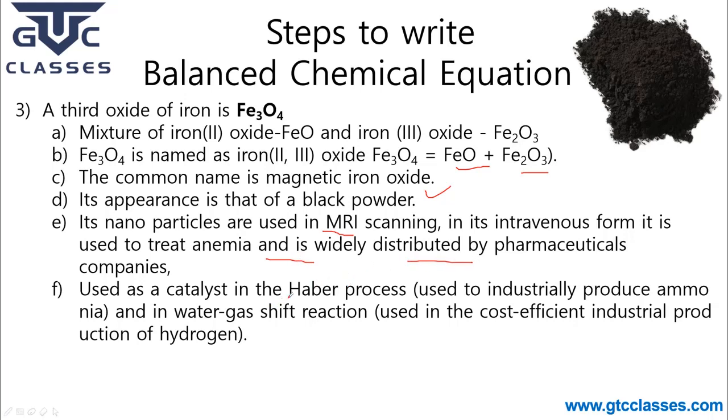It is a catalyst in the Haber process. Down the line you will learn the Haber process to produce ammonia industrially. So this Fe3O4 is used as a catalyst to speed up the reaction. It is also used in the water gas shift reaction, which is the cost efficient production of hydrogen. So Fe3O4 is used there.